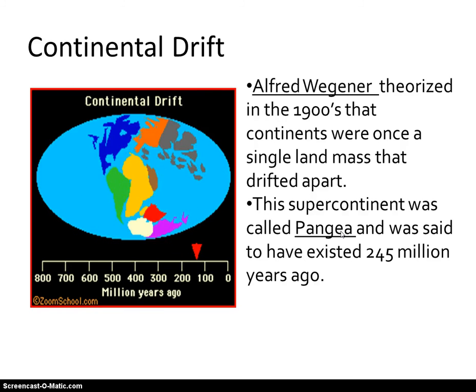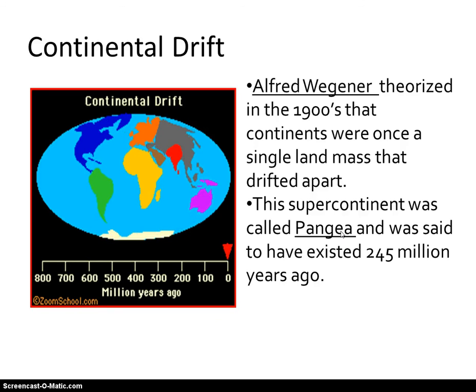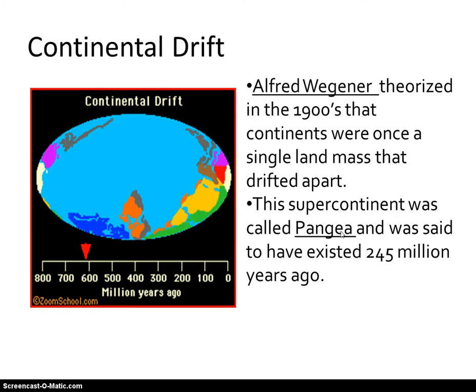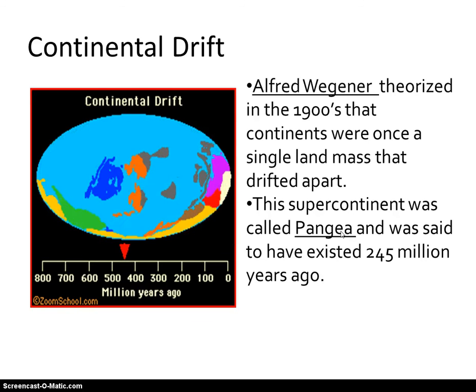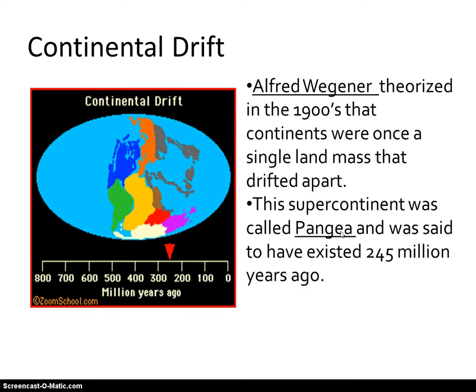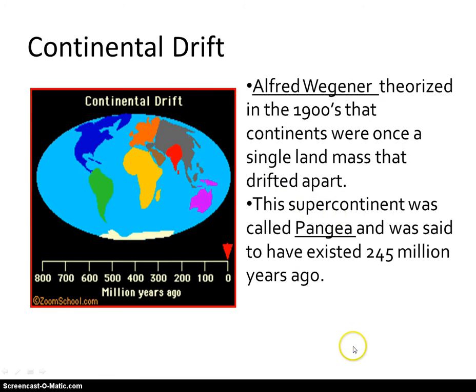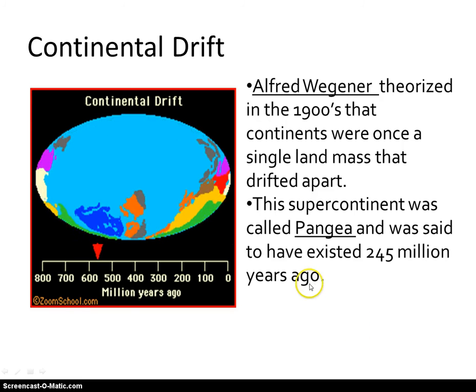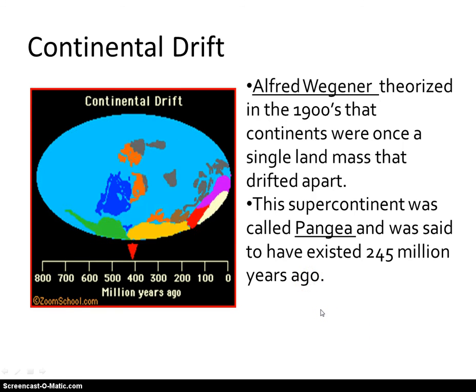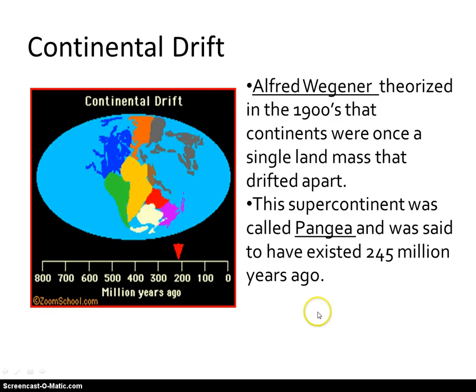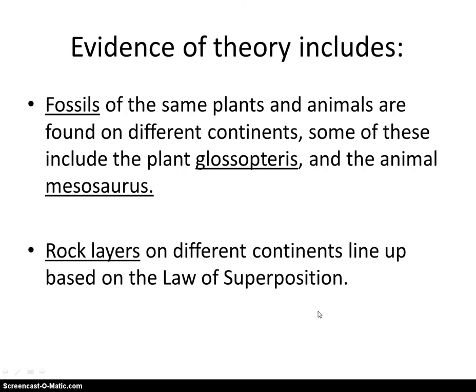Continental drift was first theorized by Alfred Wegener. He said that at some point all the continents were probably together in a single landmass, like this here, and then they slowly drifted apart over time. They did not drift apart on the water, but on the magma in the mantle. The supercontinent, he said, was Pangaea.